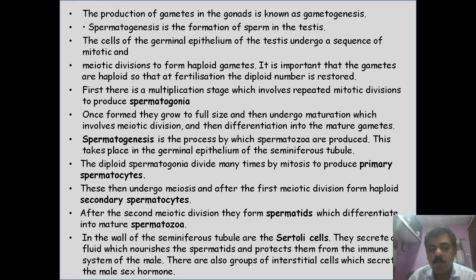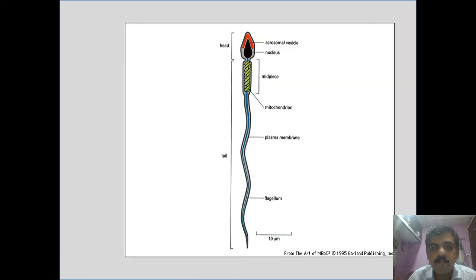In the wall of the seminiferous tubule are the Sertoli cells, and they secrete a fluid which nourishes the spermatids and protects them from the immune system of the male. There are also groups of interstitial cells which secrete the male sex hormone, testosterone, under the influence of which gametogenesis or spermatogenesis occurs.